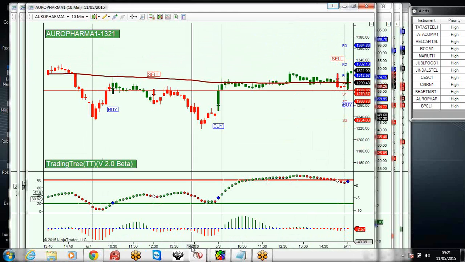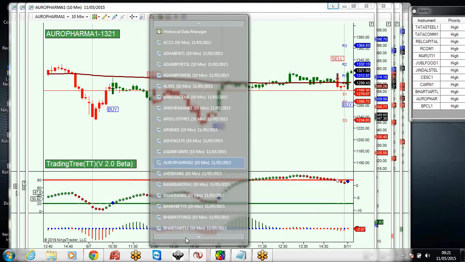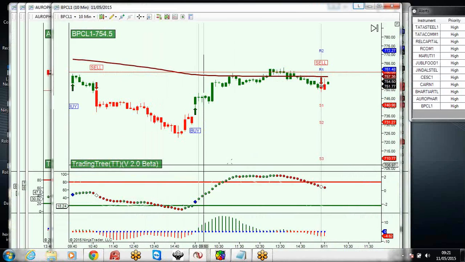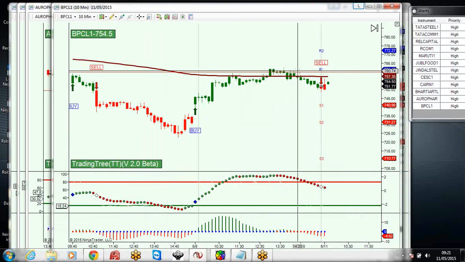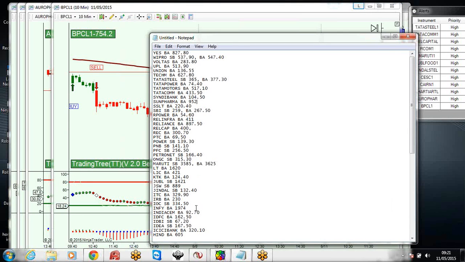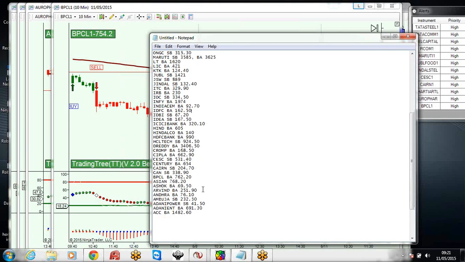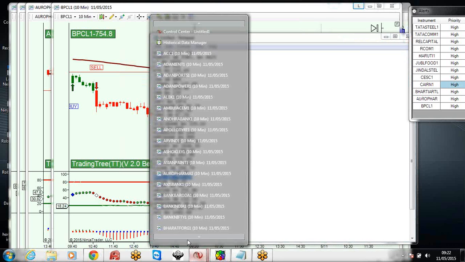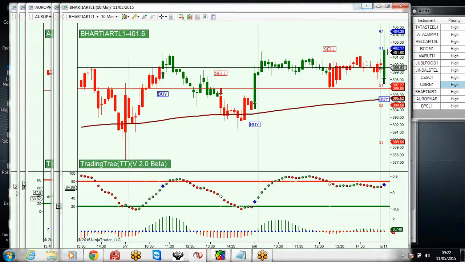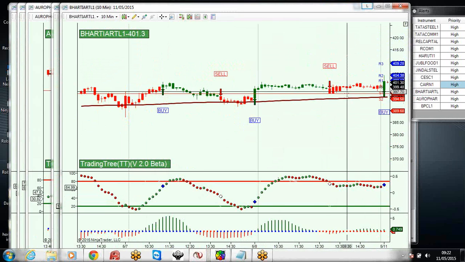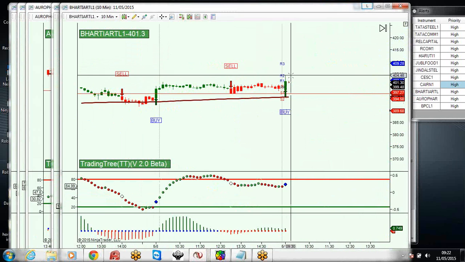So BPCL we have that buy. So it's better we take a buy at 762. I think we already have that. 762.20, that will be the buy for BPCL. We have a Bharti Airtel buy. So you can see that this is the top of the candle. We can buy above this price, 404.50.